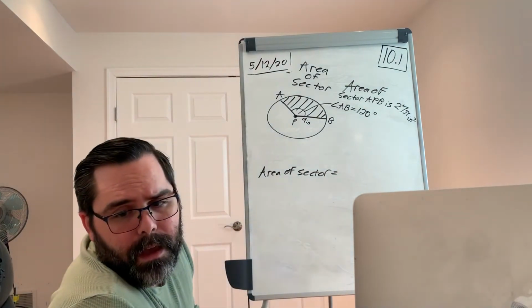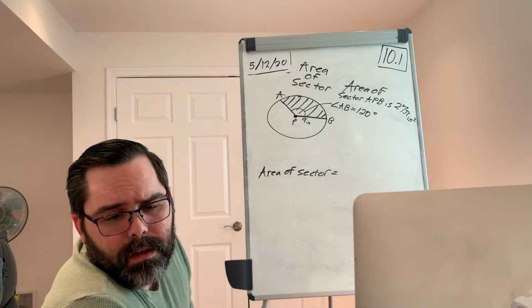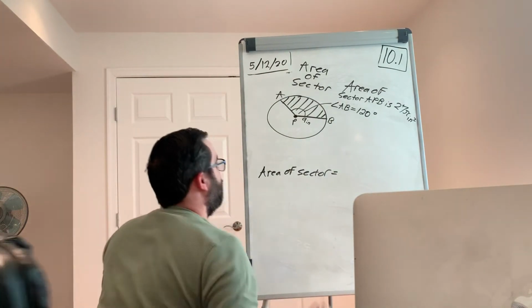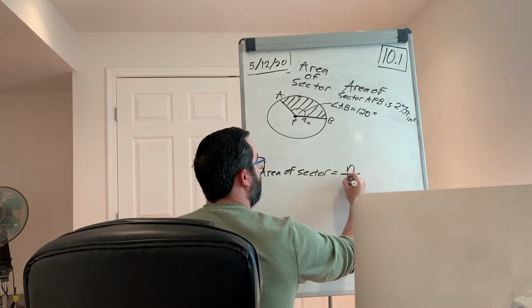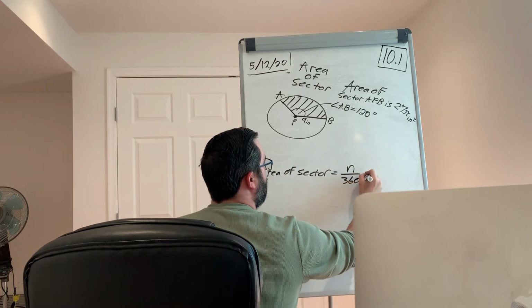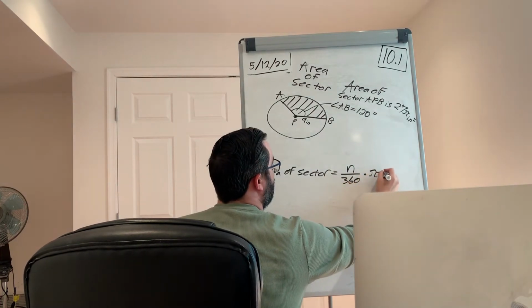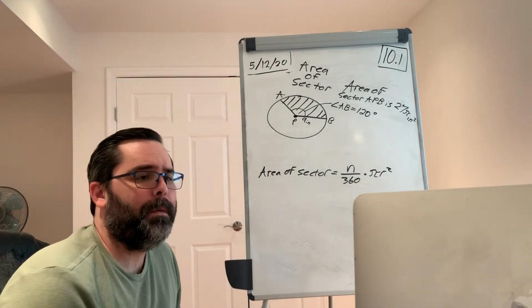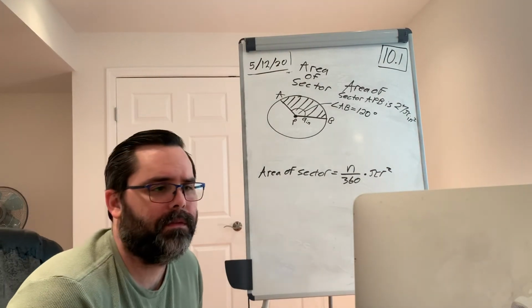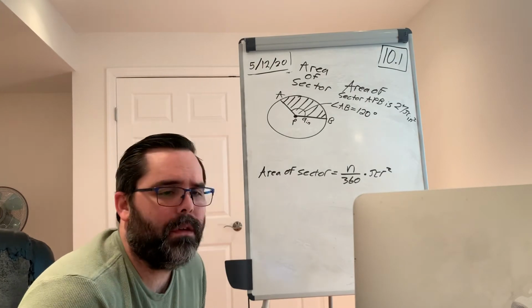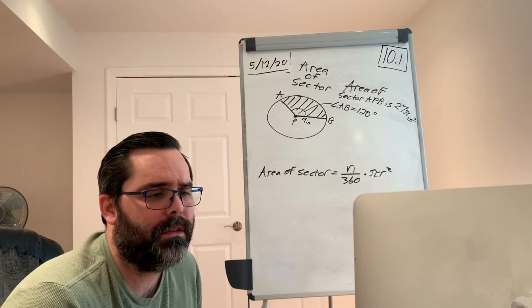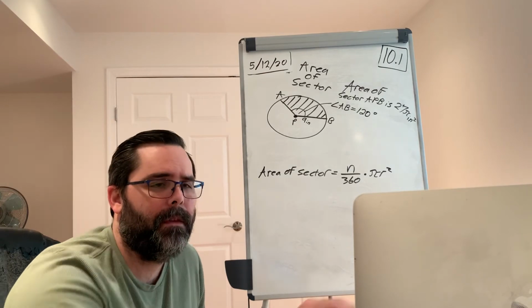Okay, now here's the formula. It is n over 360 times pi r squared. And remember, n is the degrees. And if they give you the angle in radians, you'd have to change it to degrees first and then use it. Okay?